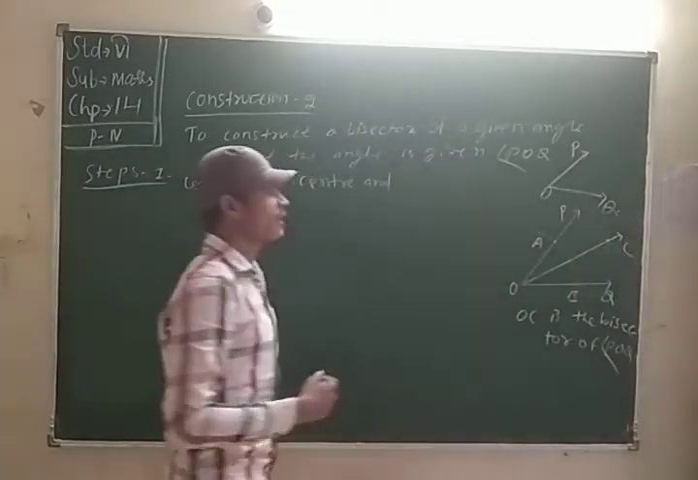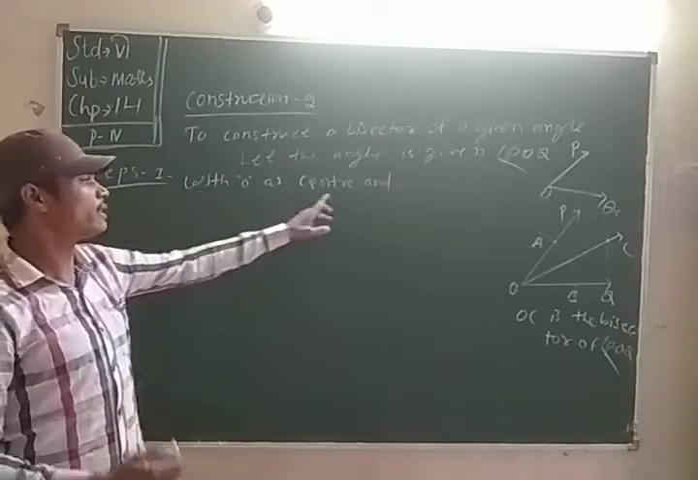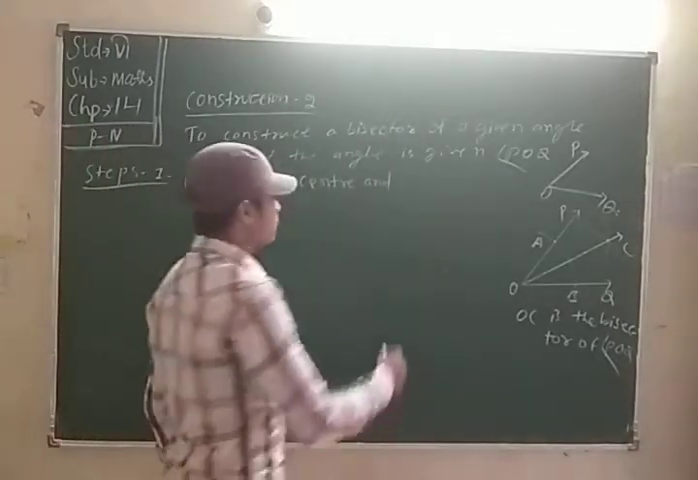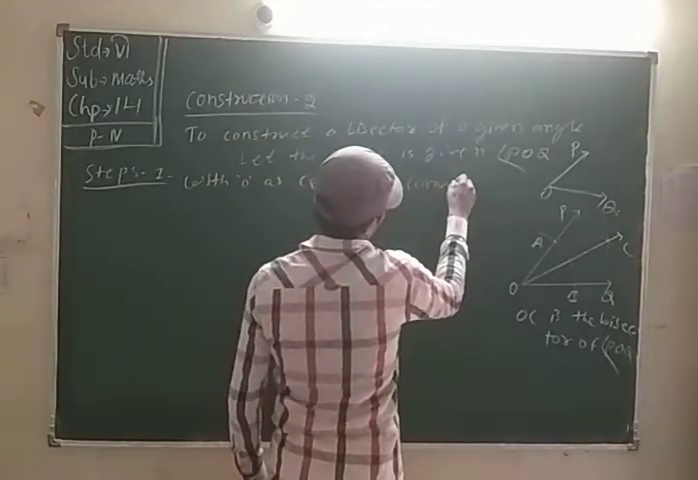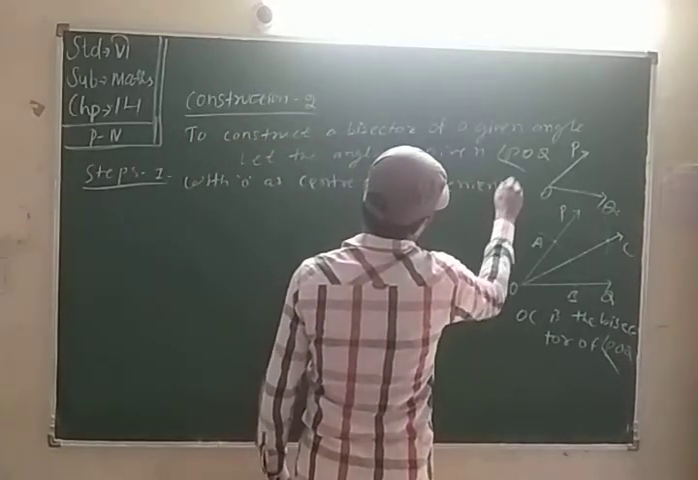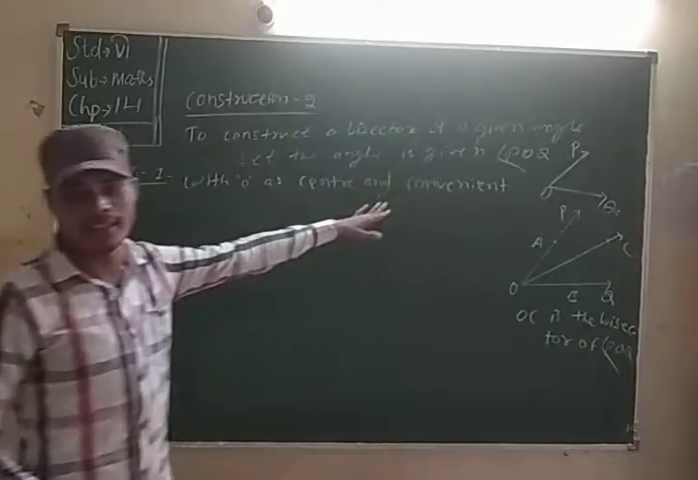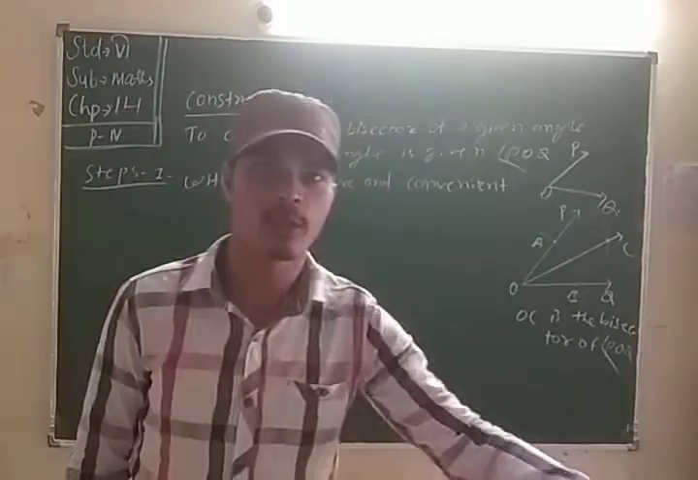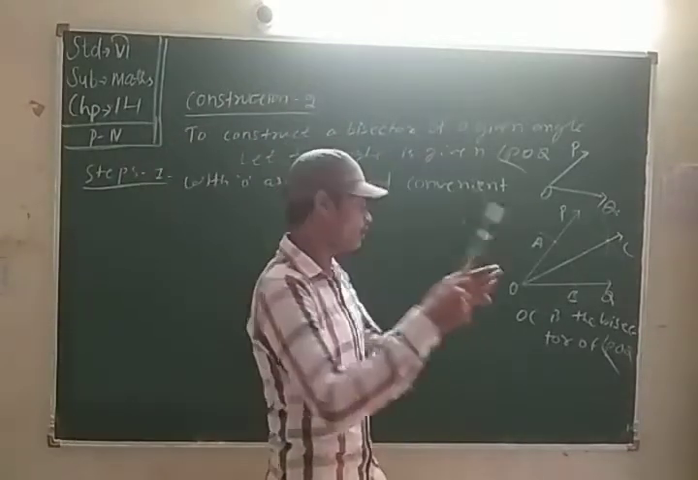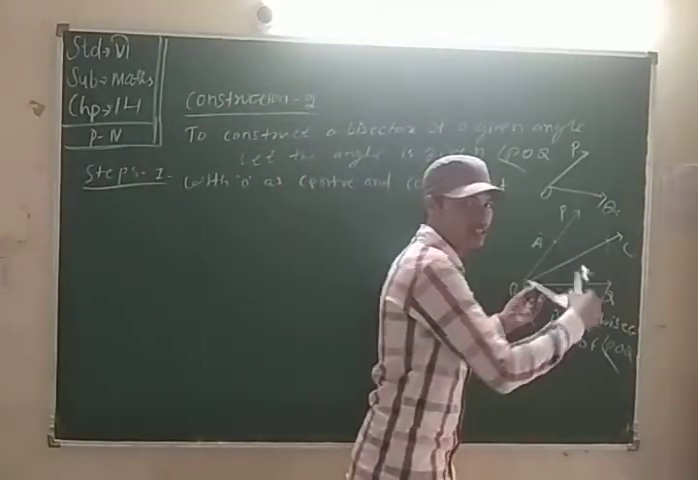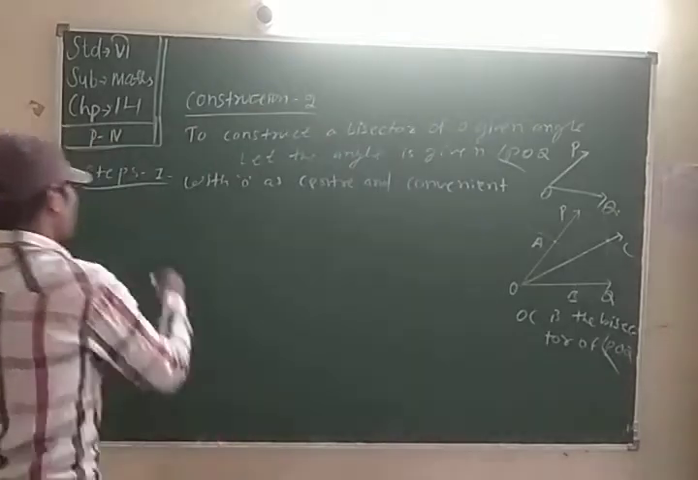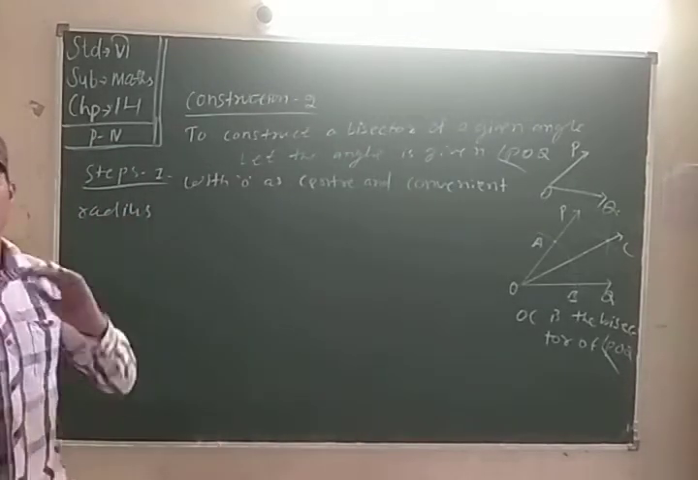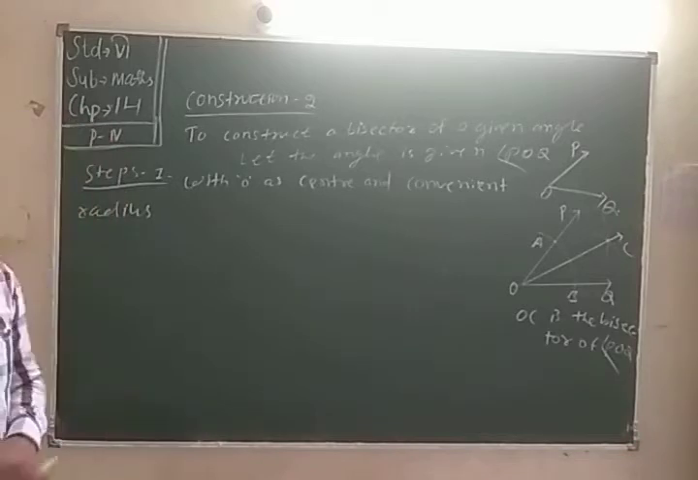OC is the bisector. So here, with O as the center and a convenient radius, that means we first take a radius using the scale and compass. Here is the radius, and O is the center. Same way we take a convenient radius and draw an arc.